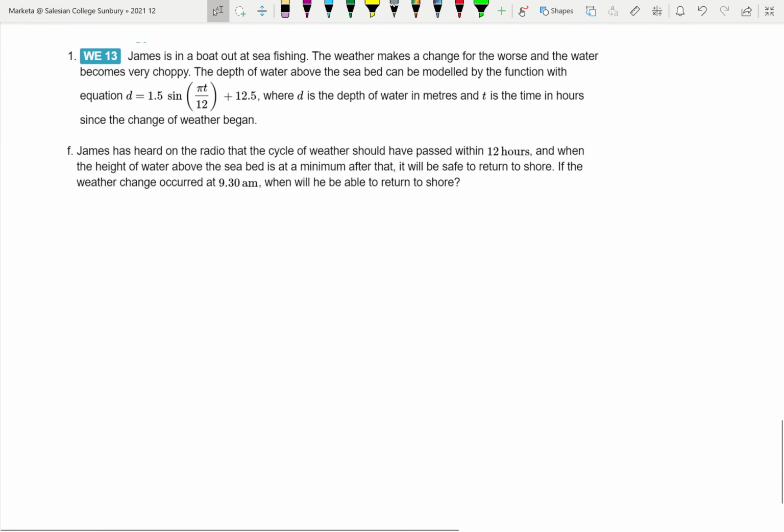Yes? All right, James is in a, I know we've already read that. James has heard on the radio that the cycle of the weather should have passed within 12 hours, and when the height of water above seabed is at a minimum. After that, it'll be safe to return to shore. All right, if the weather change occurred at 9:30 a.m., when will he be able to return to shore?